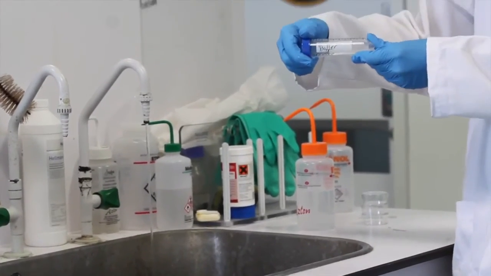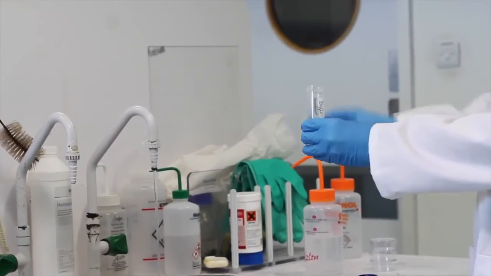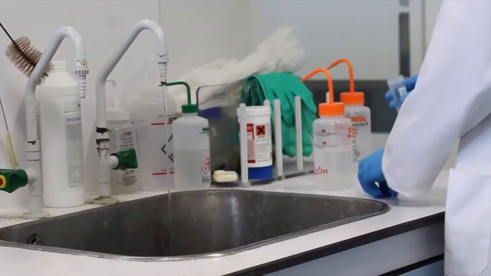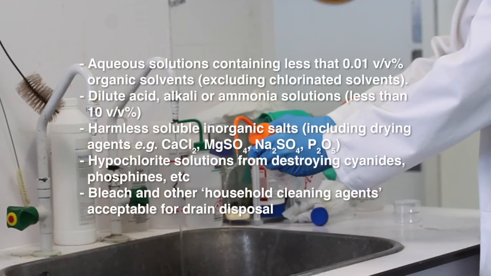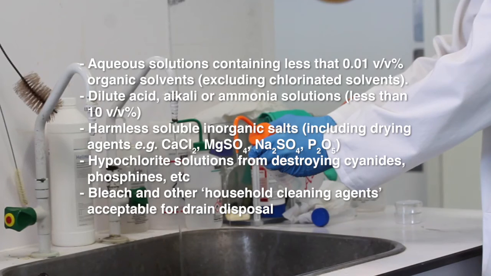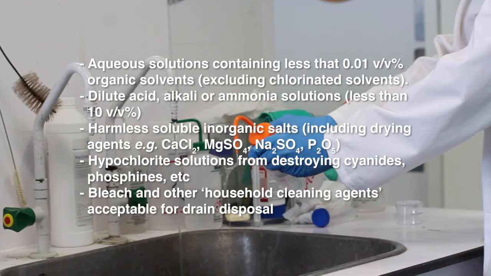In some cases, you can also use the sinks to dispose of your waste to avoid unnecessarily overloading the liquid waste containers. The following can only be disposed to the sewer system with copious amounts of water. First, aqueous solutions containing less than 0.01 volume percent of organic solvents, which excludes chlorinated solvents. Nevertheless, this exception must not be used as an excuse to dilute large quantities of organic solvents down the drains. Second, dilute acid, alkali or ammonia solutions with volume percentages of less than 10%.